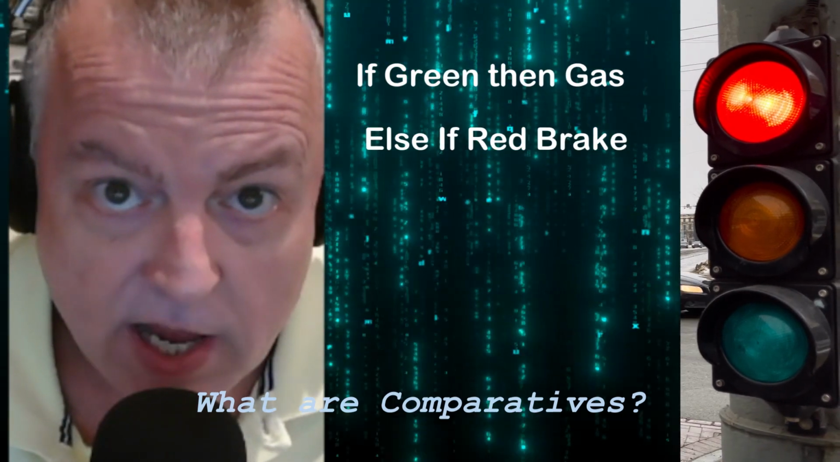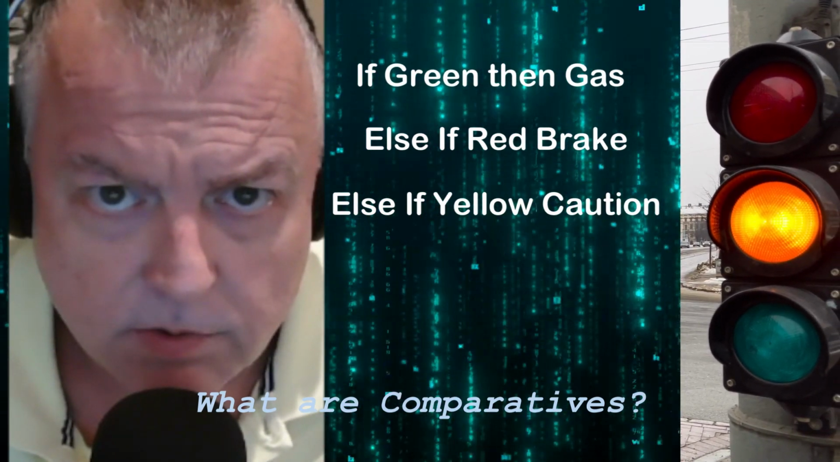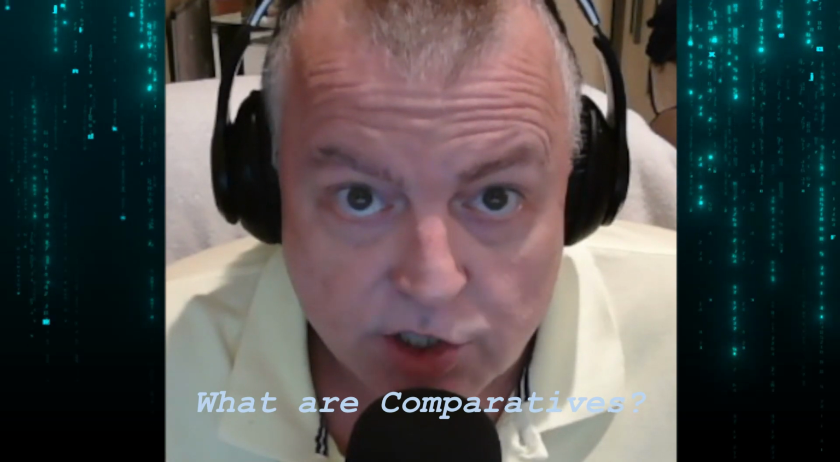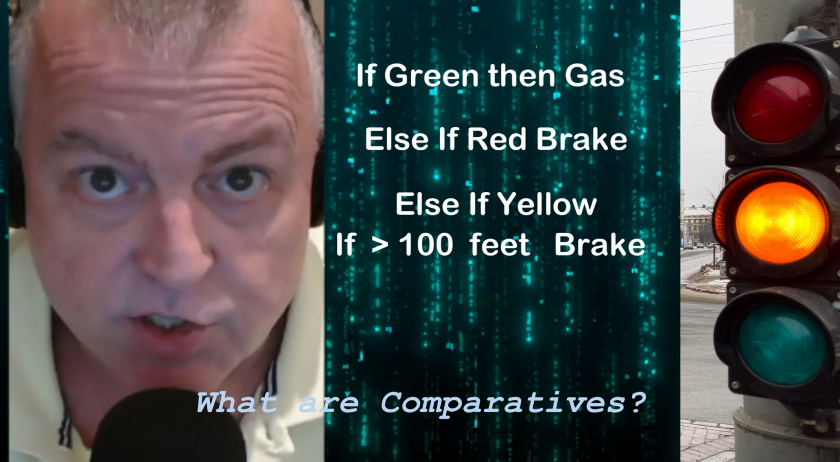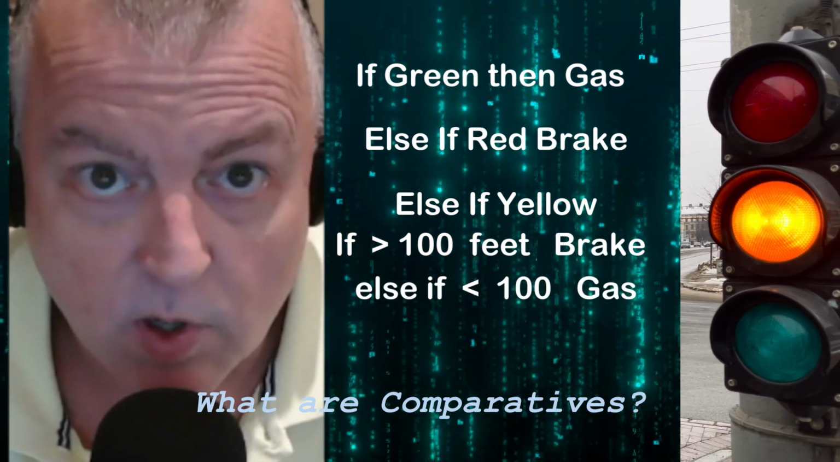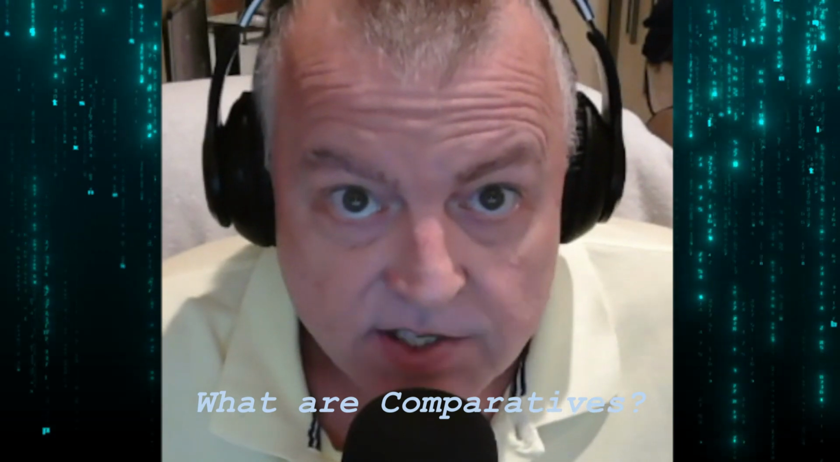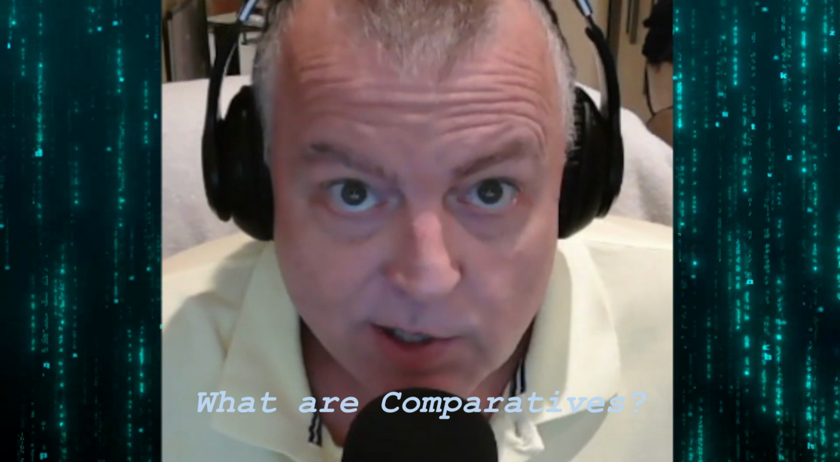But if the light is red, we press the brake pedal. But if the light is yellow, we use caution. We probably need another comparative in the yellow section, in fact, to determine what caution is, right? If the light is yellow and we're more than 100 feet away from the intersection, hit the brake pedal. Otherwise, floor it. We'll get into the actual use and actual syntax of comparatives used in LSL later. For now, just make sure you understand what they do basically.